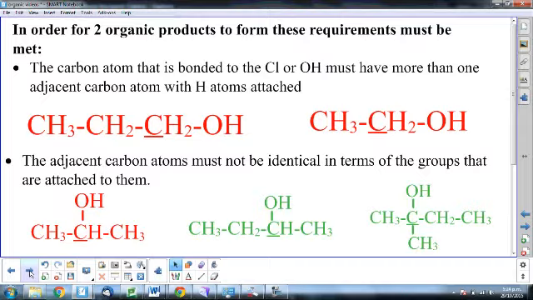If we were to have a look at some models, this will be an example where the requirement is not being met. The carbon that has the OH attached to it only has one direct carbon neighbour. This would be propan-1-ol or 1-propanol. What that means is that when a double bond forms, it is going to have to form between those two carbons right there, where the H and the OH are removed, because there's no other neighbouring carbons to this one. There's no other possible places for the double bond to form.